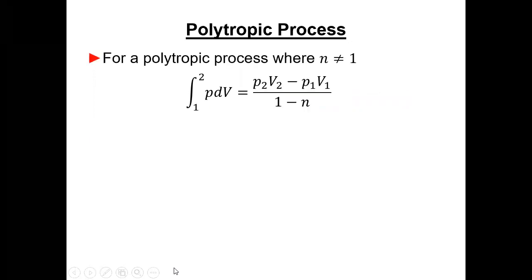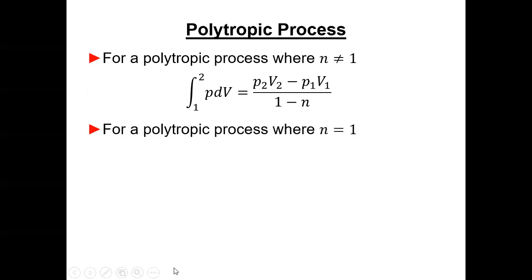Okay, so for a polytropic process, where n is unequal to 1, we're often interested in evaluating the integral of P dV, the work: compression work, expansion work, a change of volume work. So if you have that polytropic process, n is not 1. You see, this equation has a problem when n is equal to 1, right? You get a division by 0, and so it blows up on you. So you have to do something else. You have to go back and do the integral again when n is equal to 1.